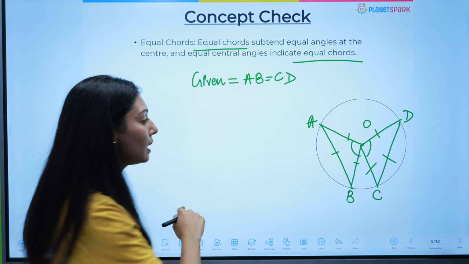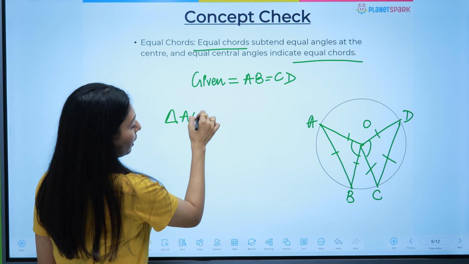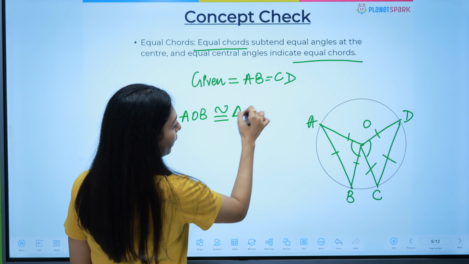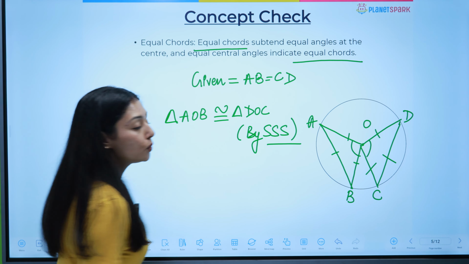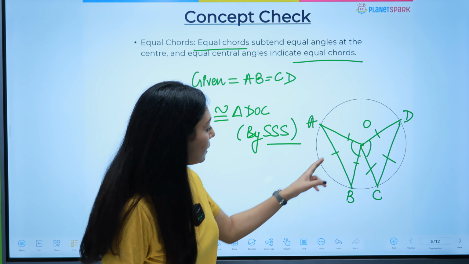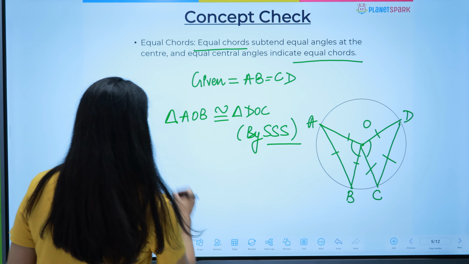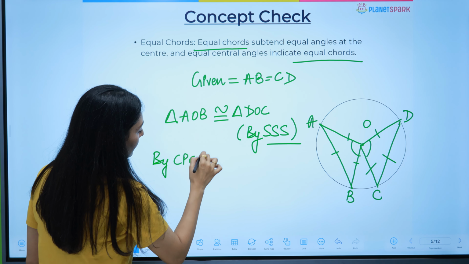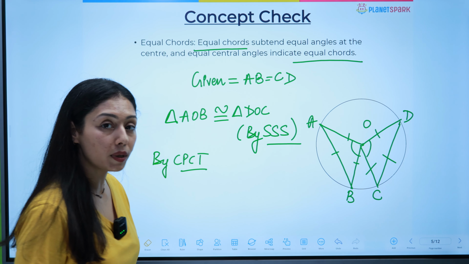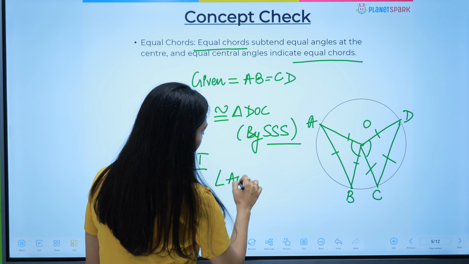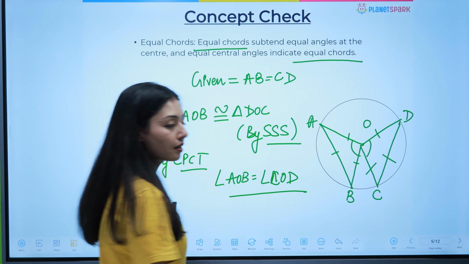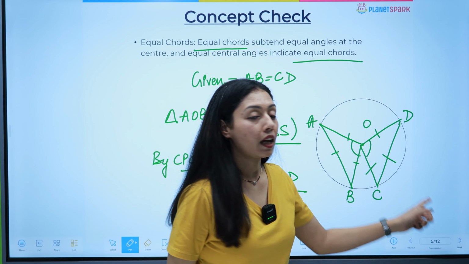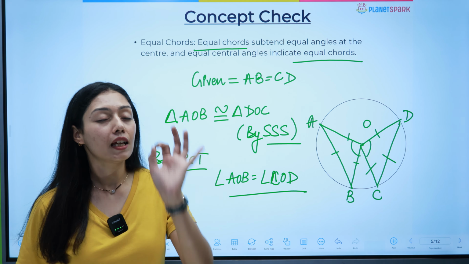Quickly tell me in the comments, everybody. Yes, how easy it is. Triangle AOB is congruent to triangle DOC by SSS congruency rule. Side, side, side, right? 3 sides of a triangle equal to corresponding 3 sides of the other triangle. So, by CPCT, we can say the corresponding angles will also be equal. So, by CPCT, I can say angle AOB is equal to angle COD. Hence, proved. So, we can say अगर chords equal हैं तो वो center पे equal angle subtend करेंगी.